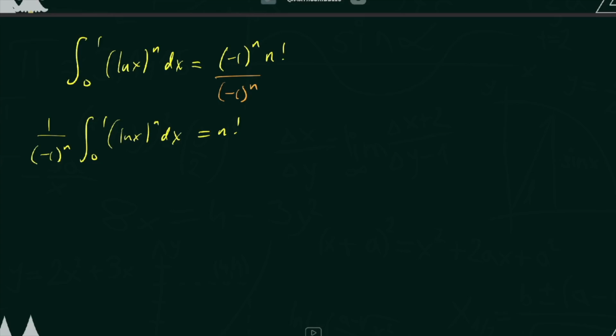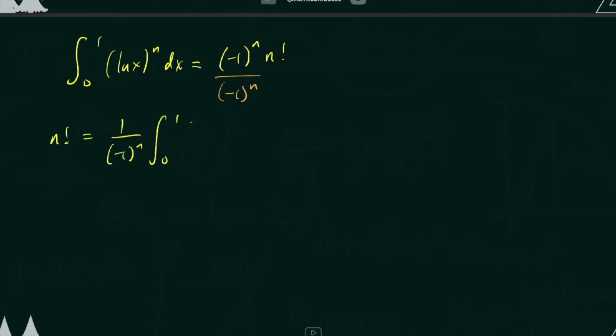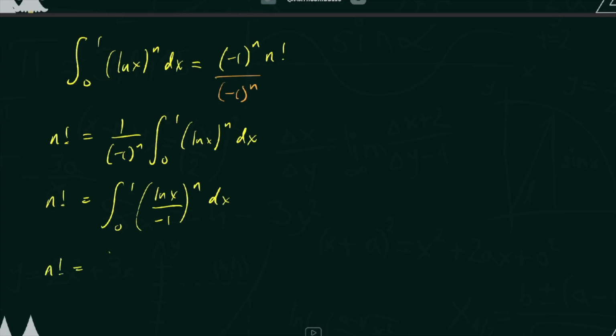In fact, if you allow me, I'm just going to change it up a little bit because we have a lot of work to write. So I'm just going to do n factorial is equal to 1 over (-1) to the power of n, integral from 0 to 1 of natural log of x to the power of n dx. Okay, not bad. Well, because we have that (-1) to the power of n, we're going to bring it on the inside, and it's going to look like this: natural log of x over -1, and then all to the power of n. If you use properties of exponents, you'll see that this is actually correct. All right, well, maybe we can rewrite it a little bit more and do negative natural log of x to the power of n dx.